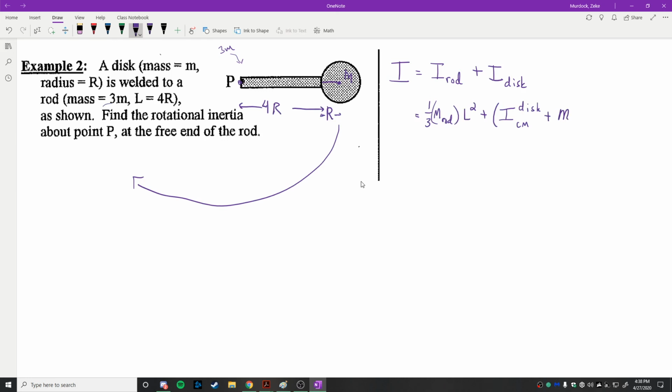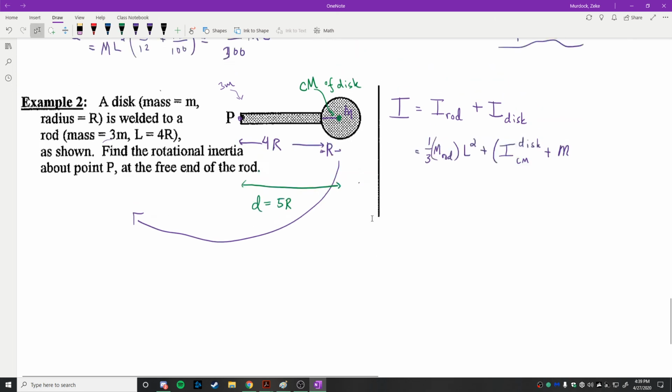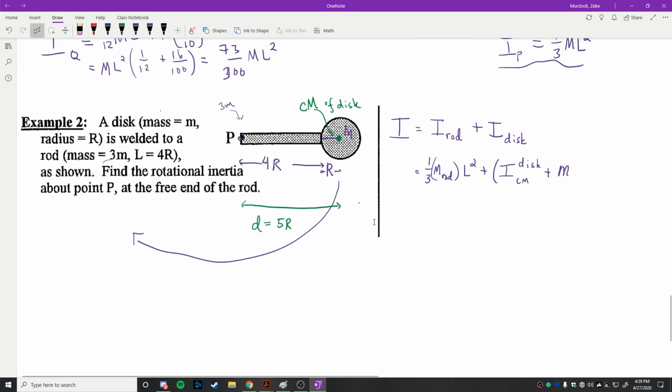multiplied by the distance. Okay, and what's the distance? The distance is going to be the distance d from the center of mass, which is right here for the disk. Not for the whole object, just for the disk. That's the center of mass of the disk. So this distance is 5r. That's going to be our d in the equation that we used before.